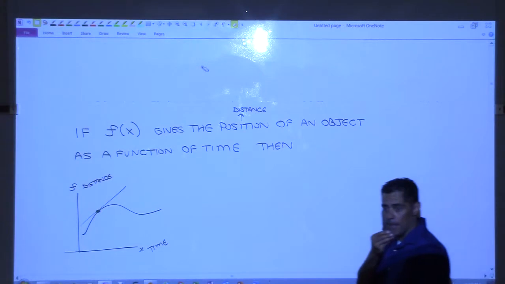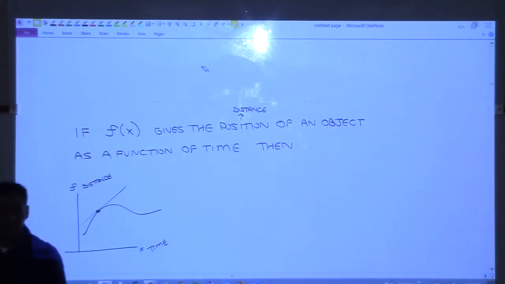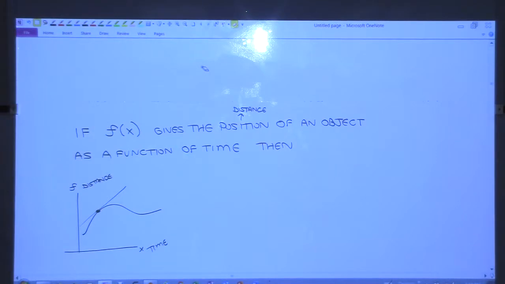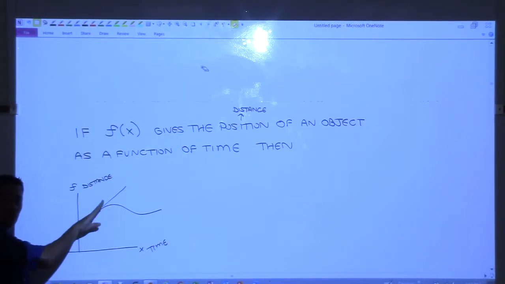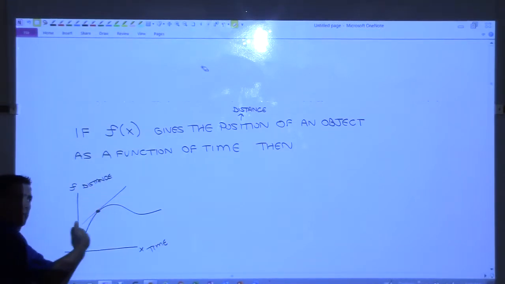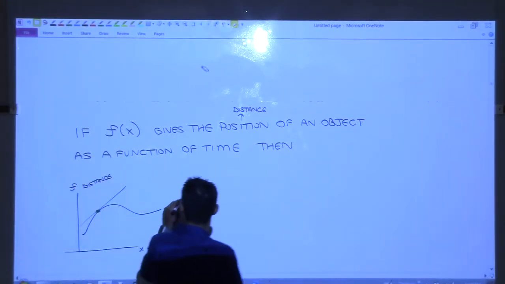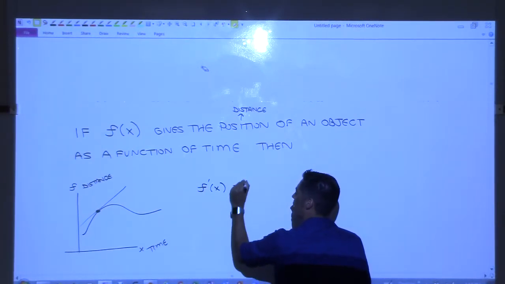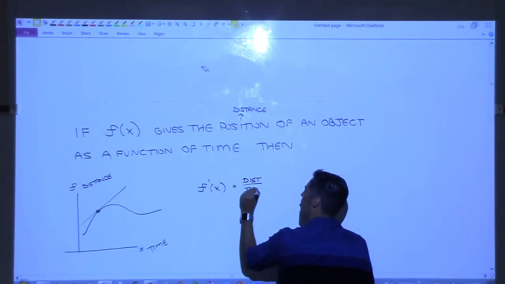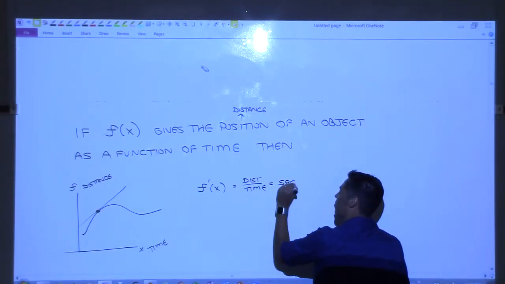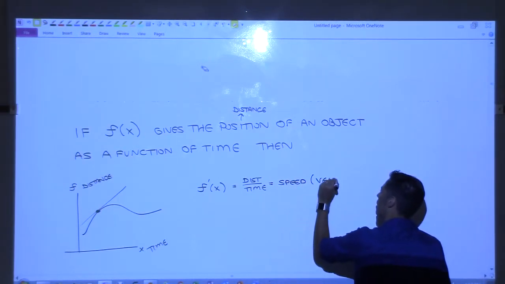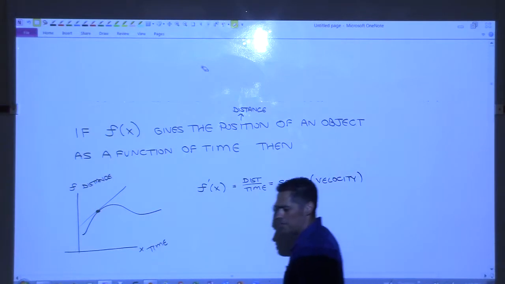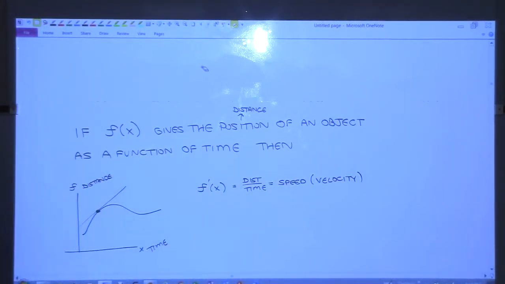Go ahead. It would give me the instantaneous speed, right? Velocity. Instantaneous velocity. And the way to think about it is the slope of this tangent line is rise over run, isn't it? And when the rise is a distance, and the run is a time, then the derivative of that function at x will be a quantity that gives you distance over time, which by definition is speed.